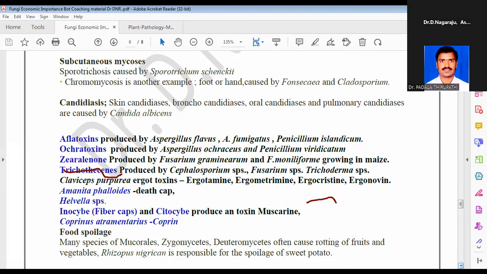And already told you, Amanita phalloides, the death cap, and Amanita muscaria. Death angel. And Inocybe, which produces muscarine, also a toxin which causes death.